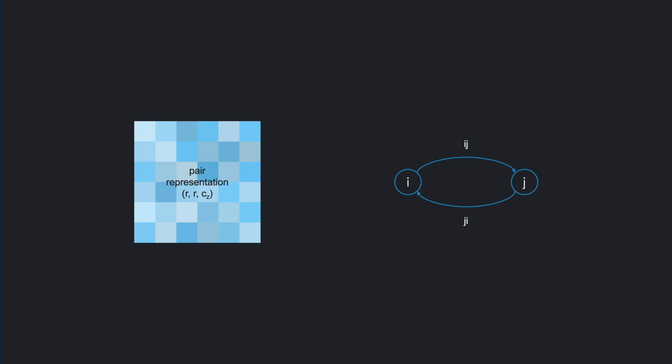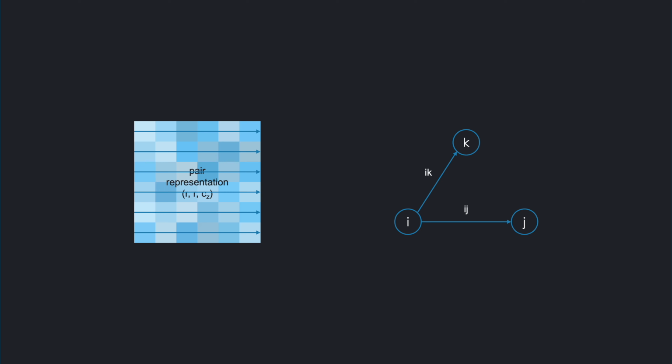update, like an attention update, would play out. Let's say, for example, we wanted to update the pair ij from the pair ik. This is called an outgoing update, or an update around the starting node. Since the first index, i, is fixed, this corresponds to row-wise operations, like row-wise attention or a row-wise multiplicative update.